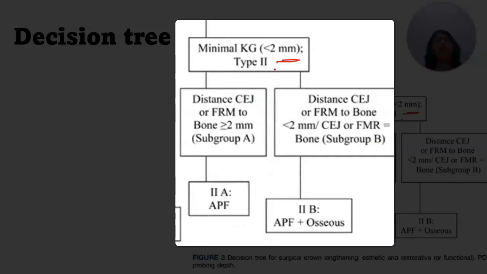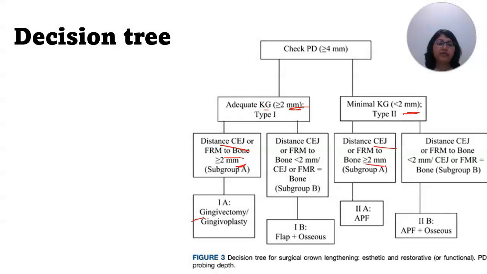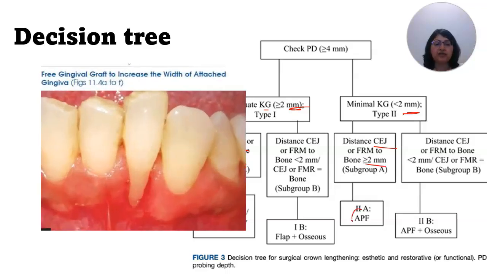Again, in type 2, your keratinized gingiva itself is less. That means you would need to increase the width of attached gingiva, but your distance is more than 2 millimeters. So that way, our bone distance is fine. We just need the width of attached gingiva more and the keratinized gingiva more. So you would do something called an apically positioned flap.